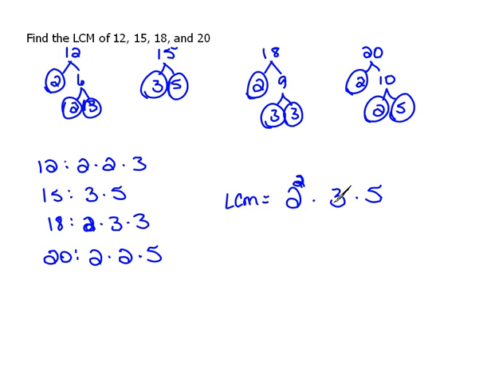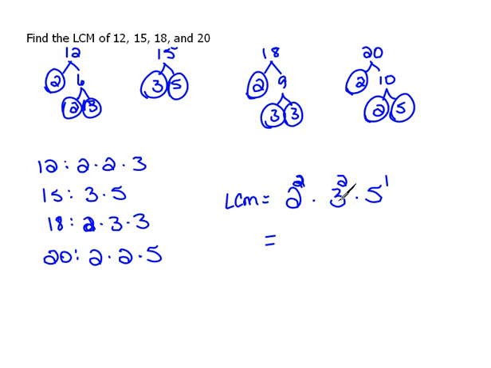Now we go to our 3's. We have 1 of them, 1, 2 of them, none of them. So the most that we had there was 2 of them. So we're going to use 3 squared. Now for our 5's. We have none of them, 1 of them, none of them, 1 of them. So the most times it appeared in any factorization was 1 time.